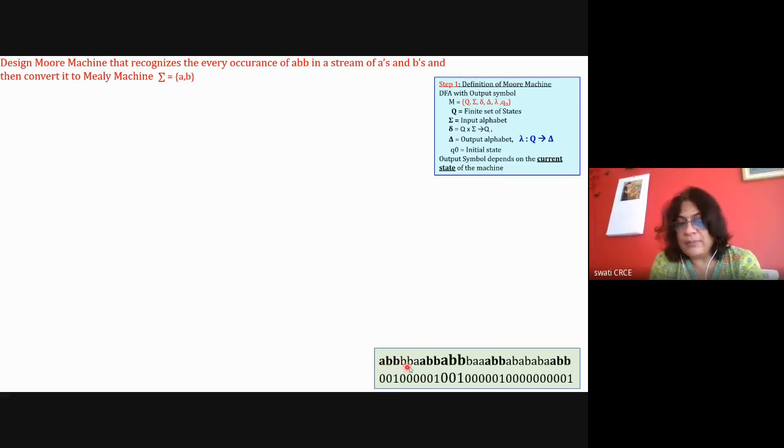Then again for B B A, 0 0 0, for this A 0, for this B 0, but again there is a B, so ABB is done here. So it will say 1. Then again ABB, so at the end of ABB it will say 1. Then again here there is ABB, so at the end of ABB it will say 1. So like this the machine is going to generate this kind of output for this input sequence.